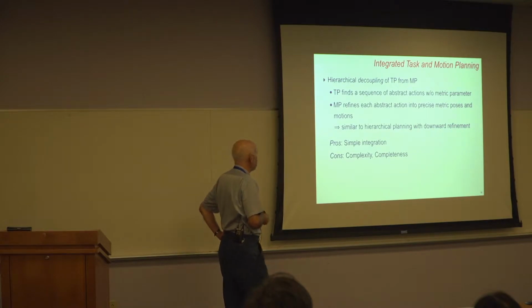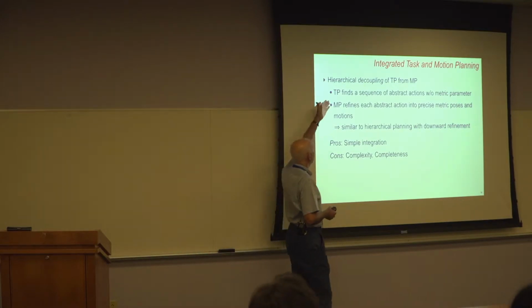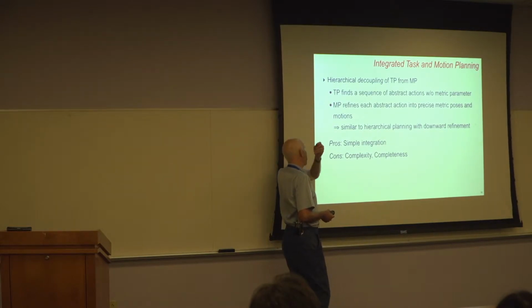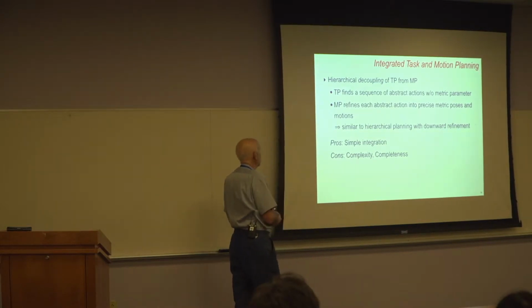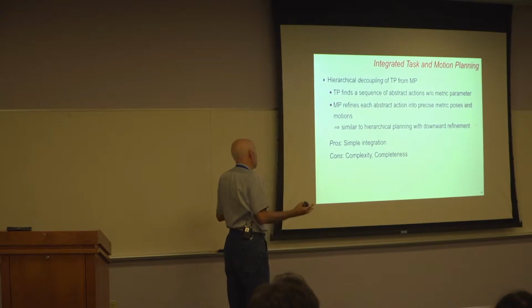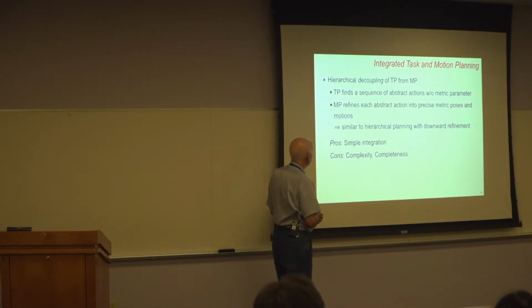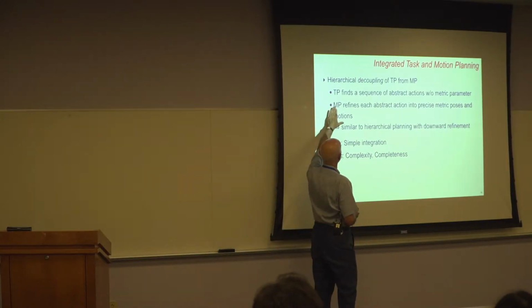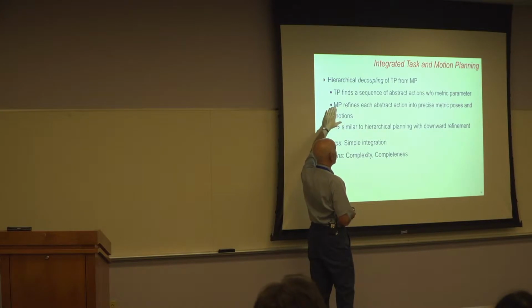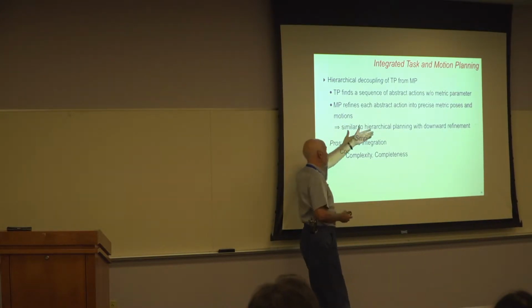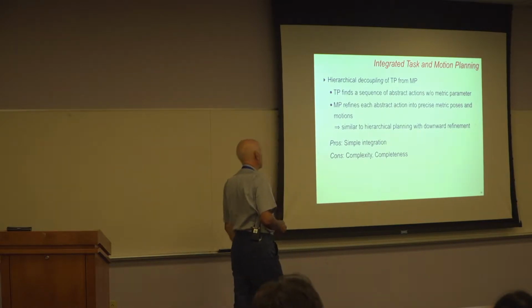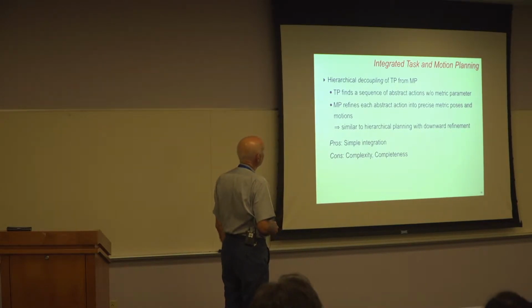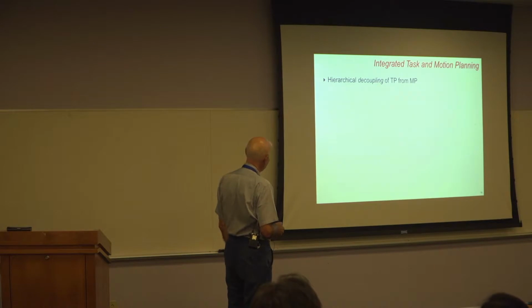The pro is you have a simple integration because you just have to pick one planner for this one and another planner for that one, and you organize them hierarchically. But the con is that this is very complex because most of the computational cost is at this level. I'll come back to that. And because you would lose completeness. Your downward refinement properties do not hold. So this is not a good way of integrating task and motion planning.